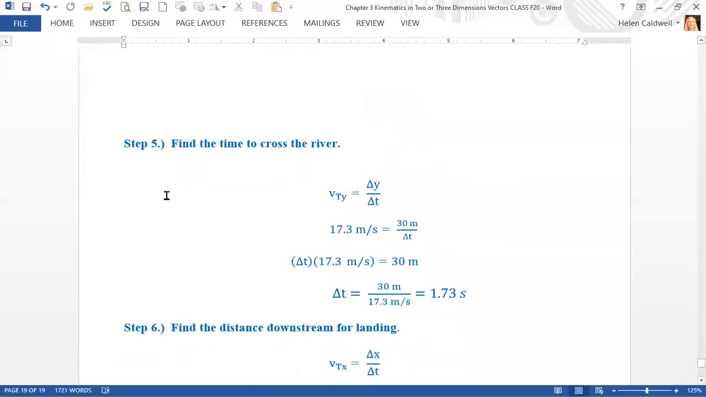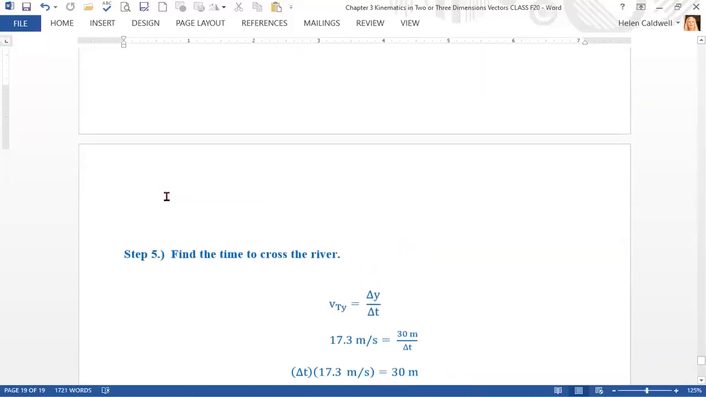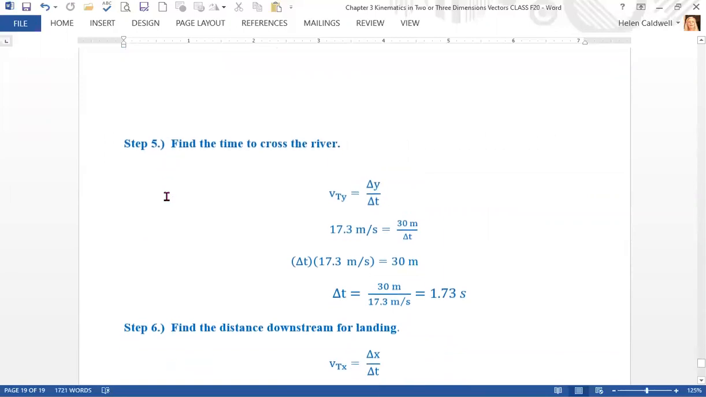Find the time to cross the river. We've only got two equations. V total y is equal to delta y over delta t. And why did I pick that one? Because we know V total y and we know delta y. If you had picked the x equation, we don't know delta x, so we couldn't have used it. So V total y is delta y divided by delta t. 17.3 meters per second equals 30 meters divided by delta t.